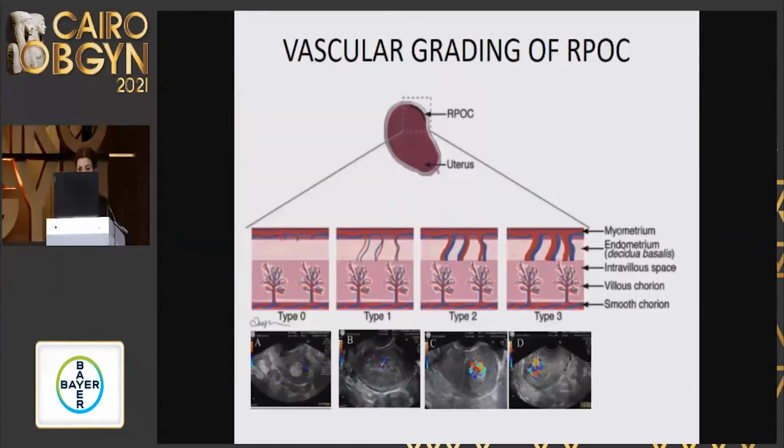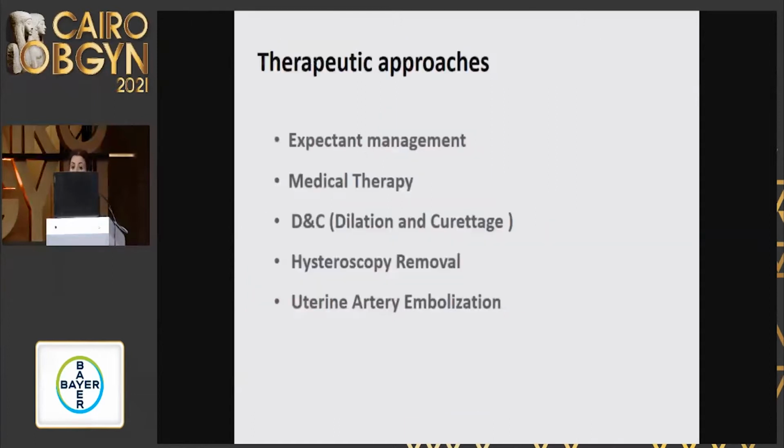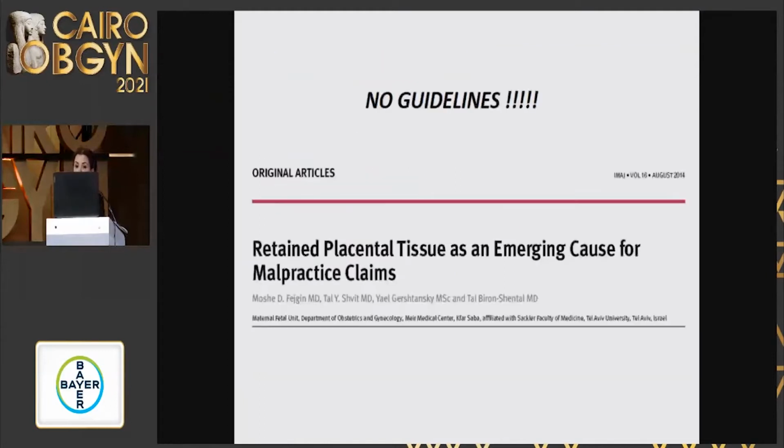These are the corresponding anatomical pathological findings: no vascularity in the endometrium, vascularity in the endometrium less than in the myometrium, some vascularity between endometrium and myometrium, and more vascularity in type 3 than in the endometrium. The therapeutic approaches in use are expectant management, medical therapy, DNC, hysteroscopic removal, and uterine artery embolization. But at the moment, we don't have any guidelines.